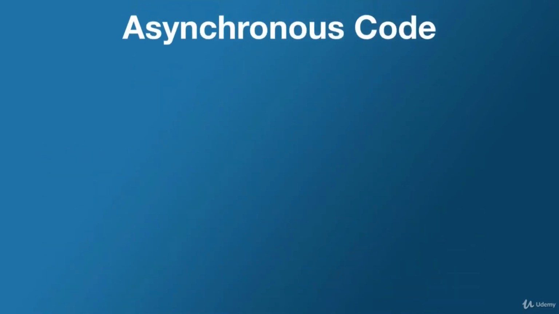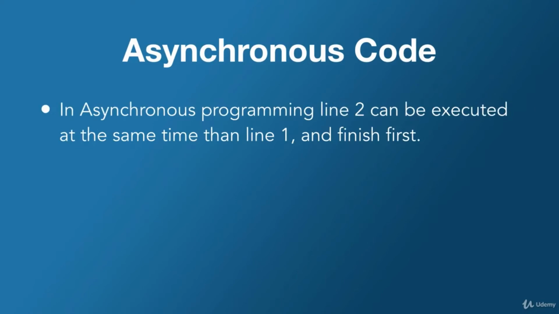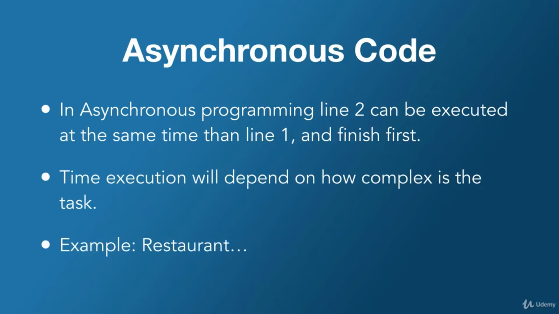So now let's see what is asynchronous code. In asynchronous programming, line 2 can be executed at the same time as line 1 and can also finish first. The execution time will depend on how complex the task is. A real-world example is a restaurant.